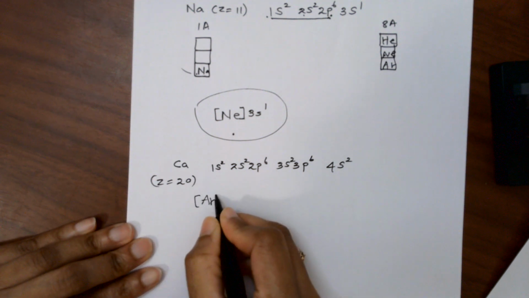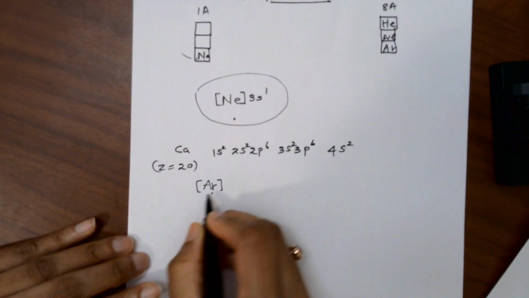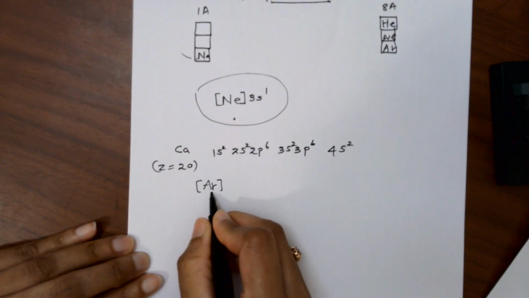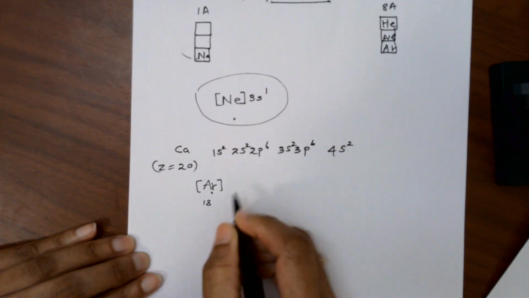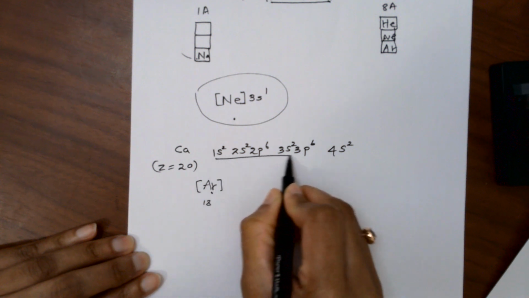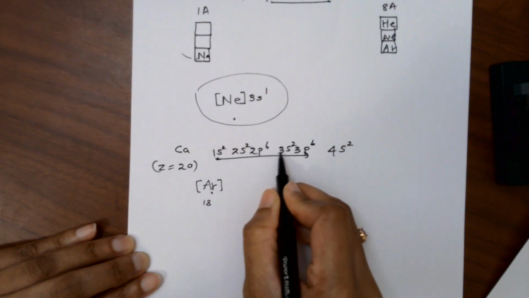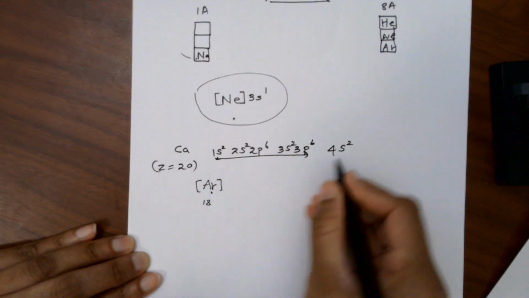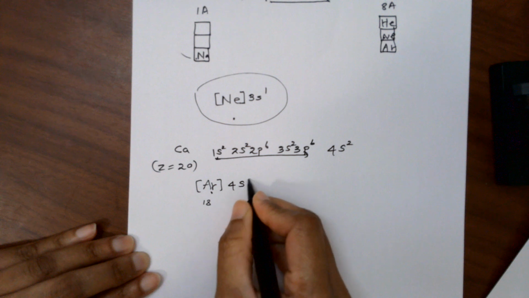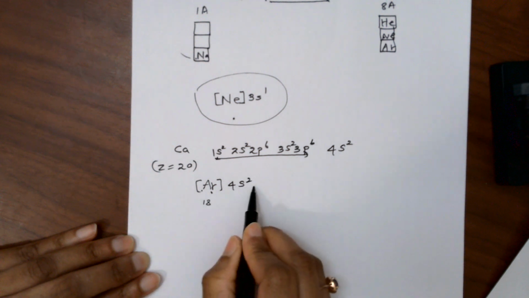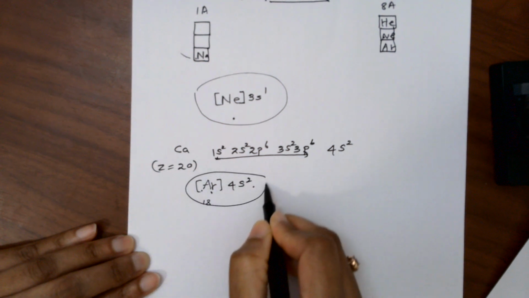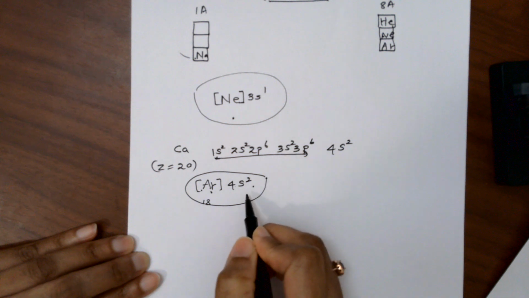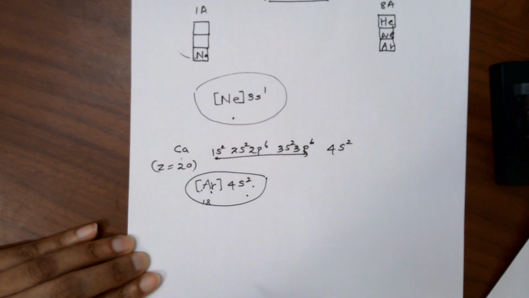Let's write argon within the square brackets. How many electrons are represented by argon? 18 electrons. So without writing the first 18 in the configuration, you can write argon within the square brackets. And what is the remaining configuration? 4s2. So [Ar] 4s2 is the noble gas shortcut electron configuration for calcium, right?